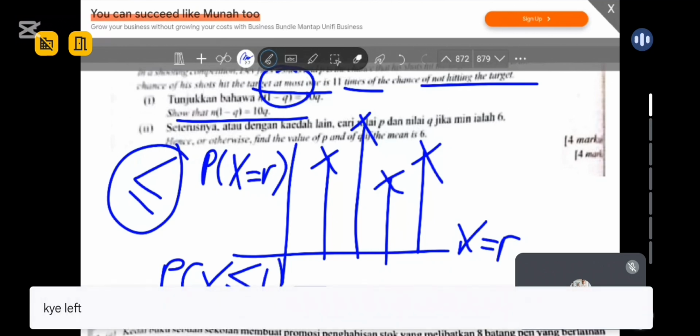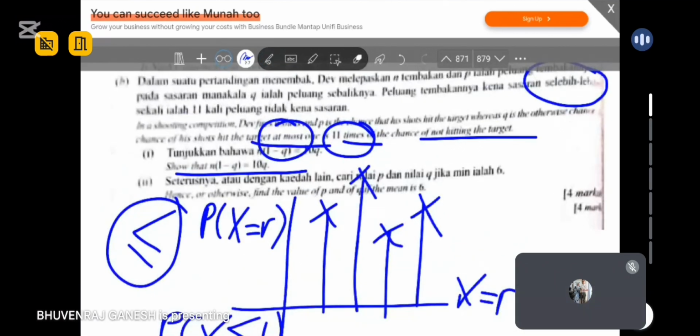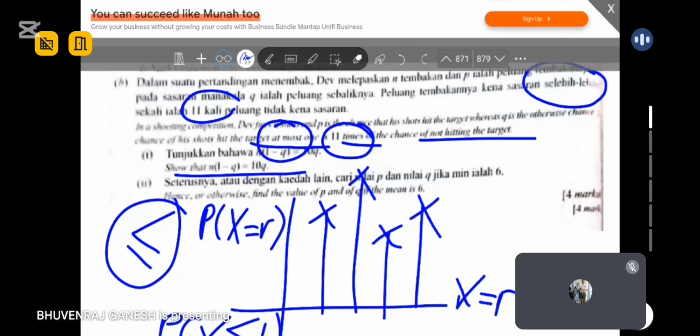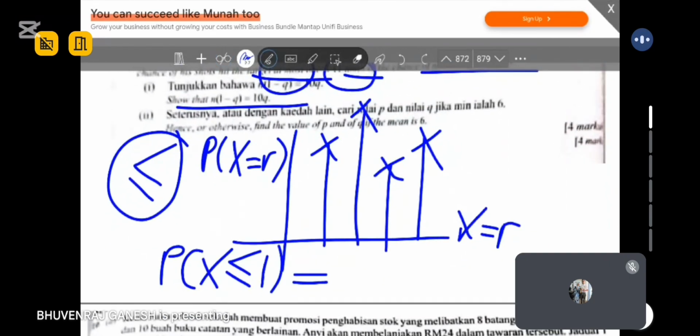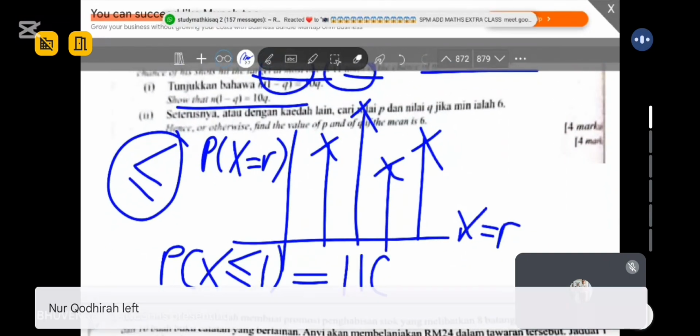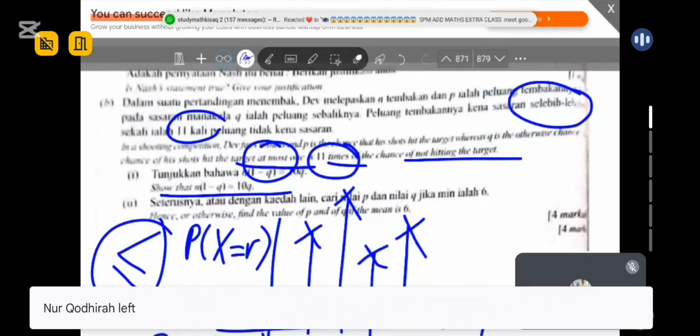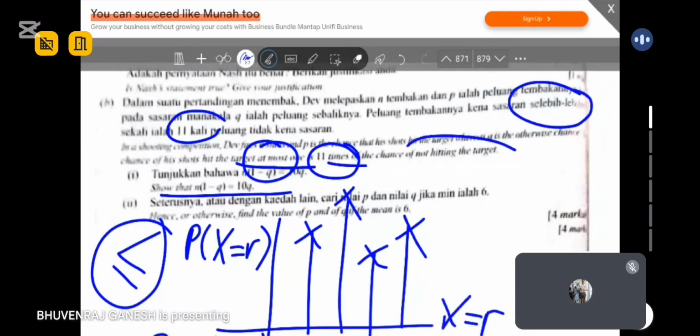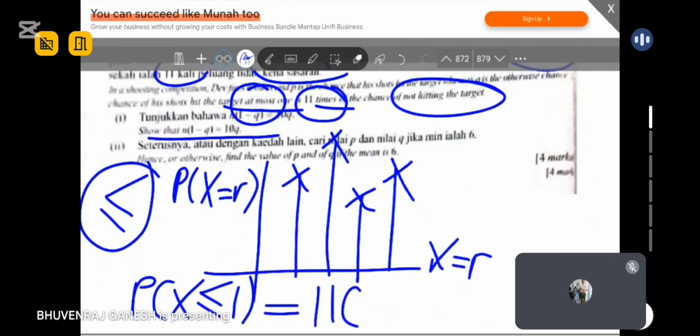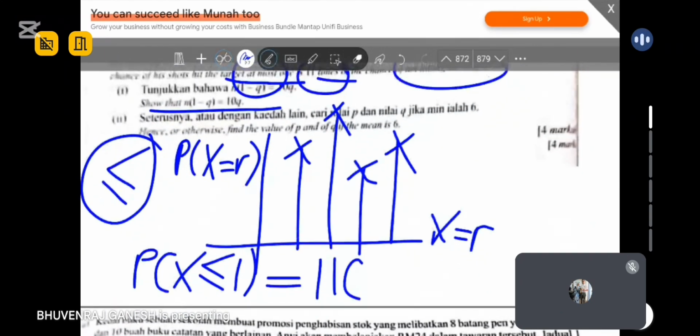Okay, equal to 11 times. 11 kali. Okay, so it means that equal to 11. Lepas tu 11 times. Times maksudnya darab. Okay, 11 times not hitting the target, guys. Tidak kena sasaran. Maksudnya X sama dengan apa, guys? If not hitting the target, probability X sama dengan berapa? Tak sentuh sasaran. So maksudnya X equal to what, guys?